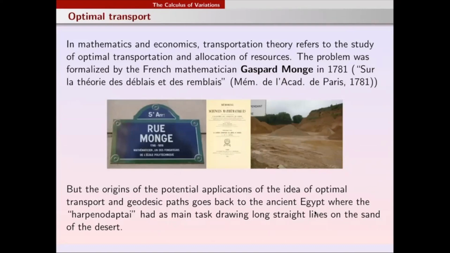Okay, so of course he was not the first one to do this in some sense. The Arpenodaptai, who were drawing the straight lines in the desert in Egypt to help in the construction of the giant pyramids, were already dealing with these problems of optimal transport. But Gaspard Monge was really the one who introduced the problem from a more mathematical perspective. The question being, again, a problem of optimizing something.